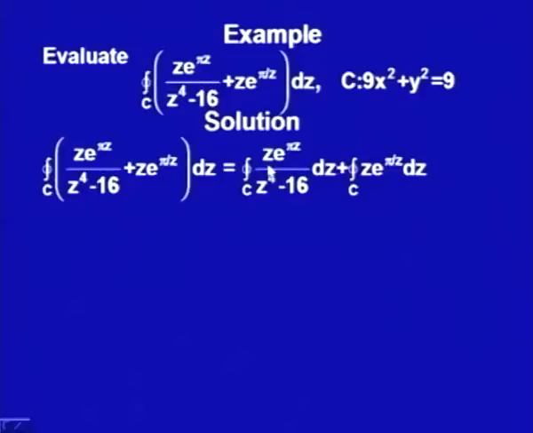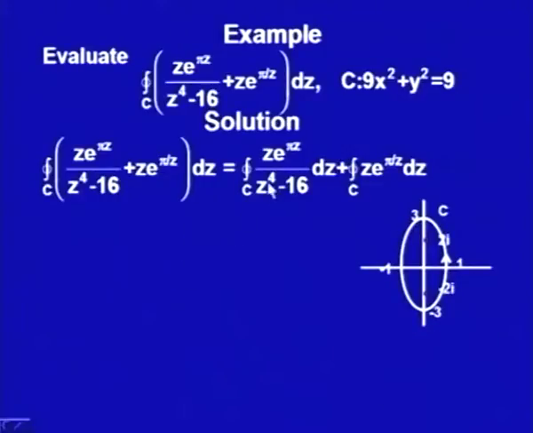I am writing this as two integrals. One is the integral of the function z times e to the power pi z upon z to the power 4 minus 16 and another is the integral of the function z times e to the power pi by z on the contour C. Let us see these functions one by one. The contour is now my ellipse 9 x square plus y square is equal to 9. So, x would vary from minus 1 to plus 1 and y would vary from minus 3 I to plus 3 I, you could see.